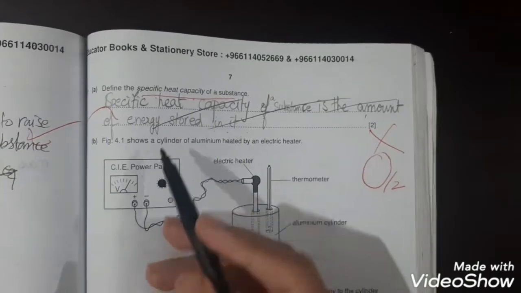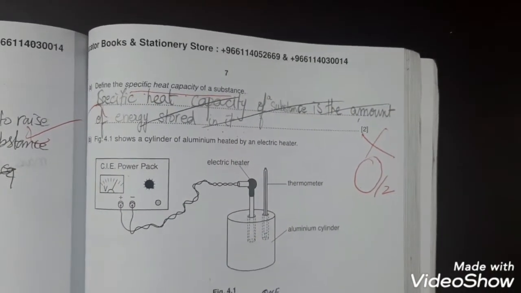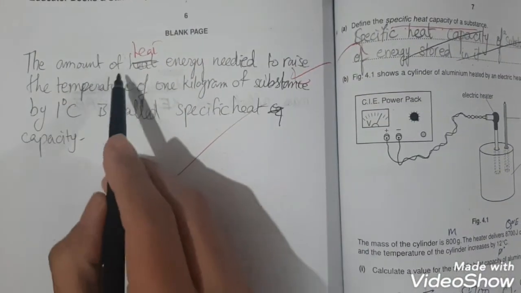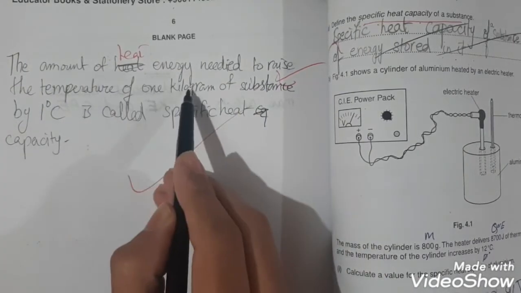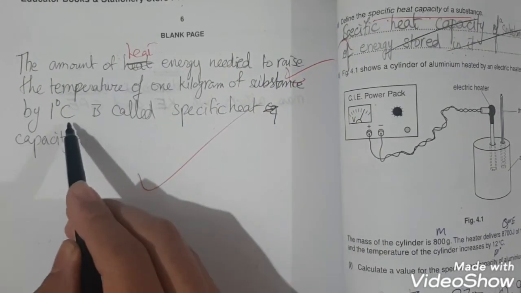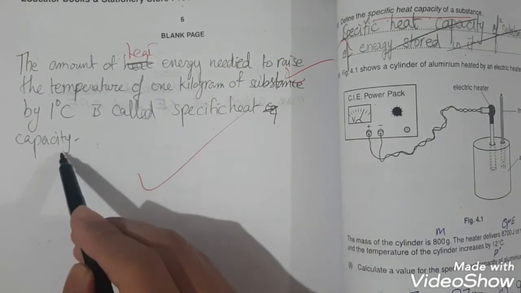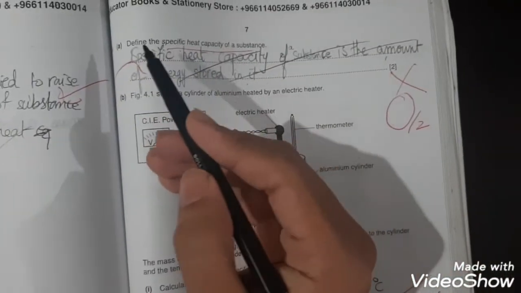Question 4a states define the specific heat capacity of a substance. So the answer is that the specific heat capacity of a substance is the amount of heat energy needed to raise the temperature of 1 kilogram of the substance by 1 degree Celsius. So this is what we will write as our final answer for question 4a.